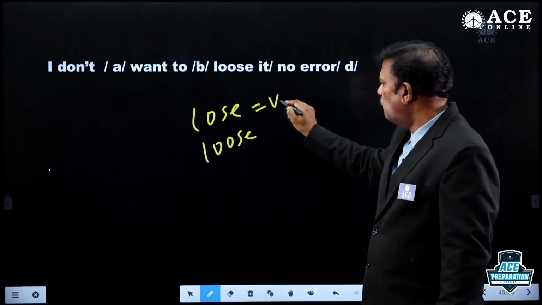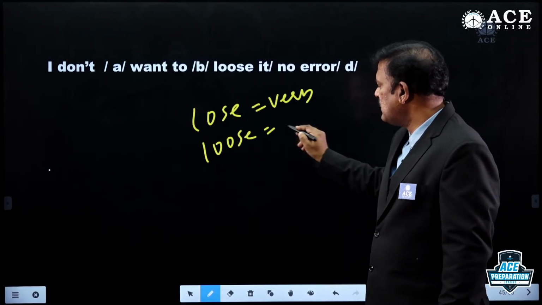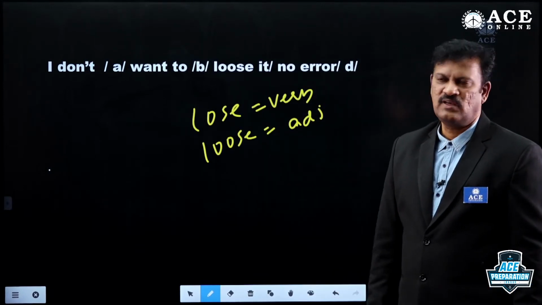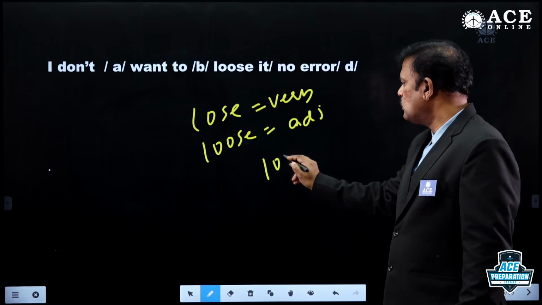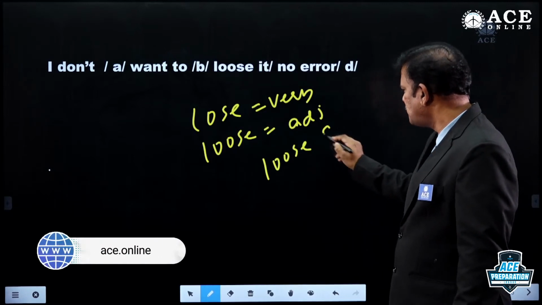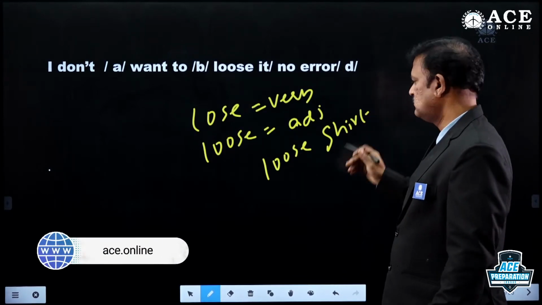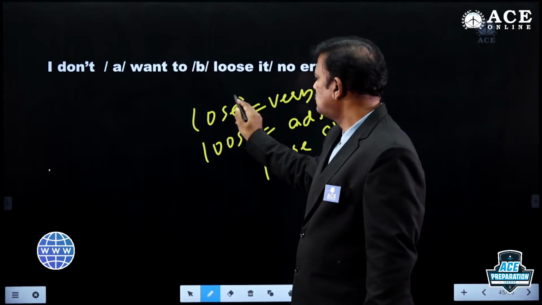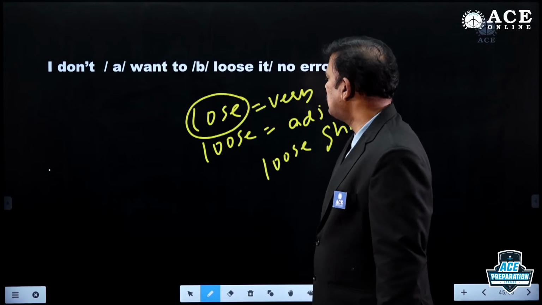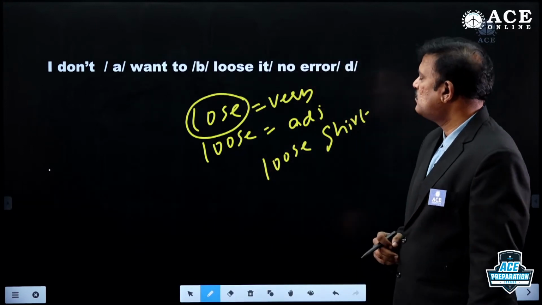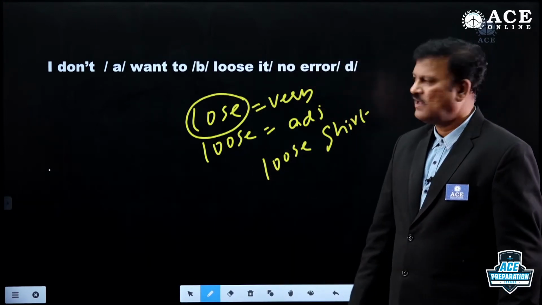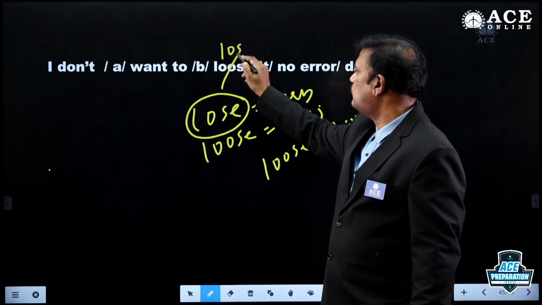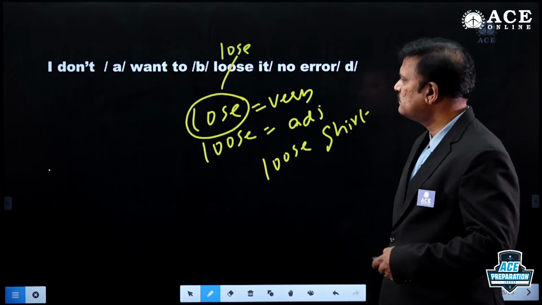This is verb. This is adjective. Got it? Loose shirt. Not properly fit. Loose. Okay? Something in a negative way. Opposite is gain. See here? I don't want to plus verb. To plus verb. This is the thing.